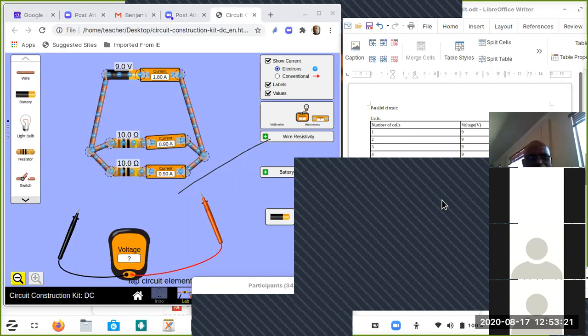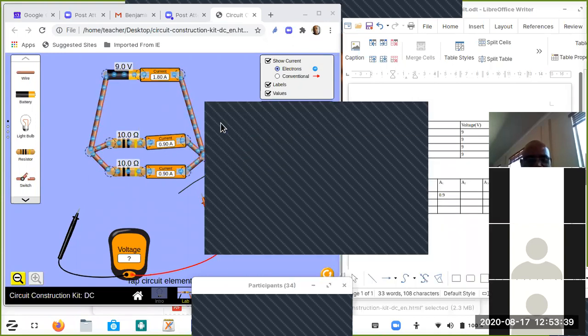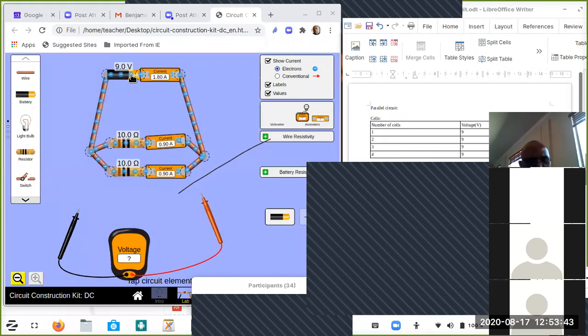So what can you say about the current when we are comparing the total current for the circuit and the current from each resistor? Let's compare the current. We have the current that is flowing through the source of electricity and the current from each resistor. Let's compare that. What can you say about that?